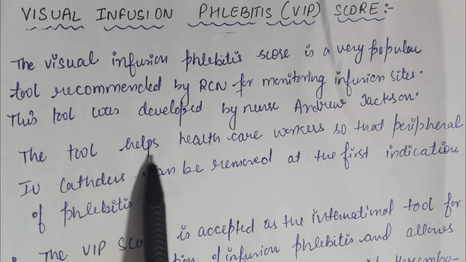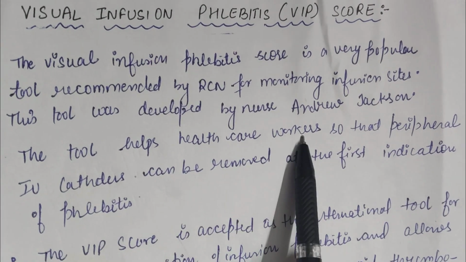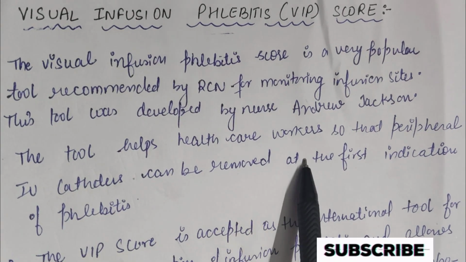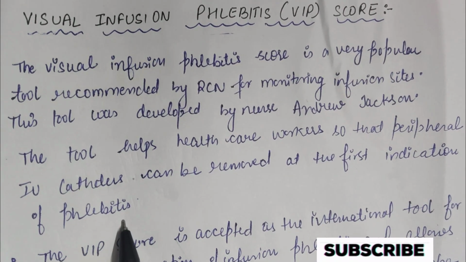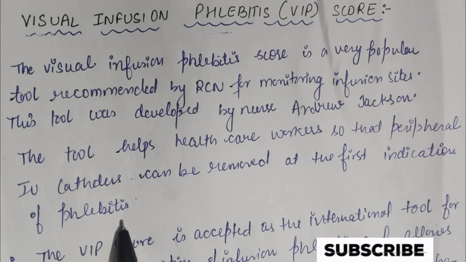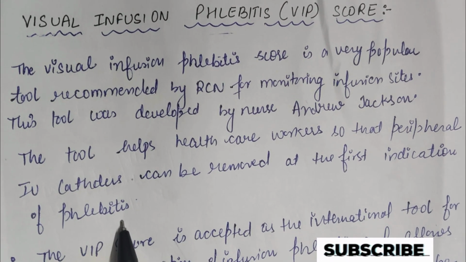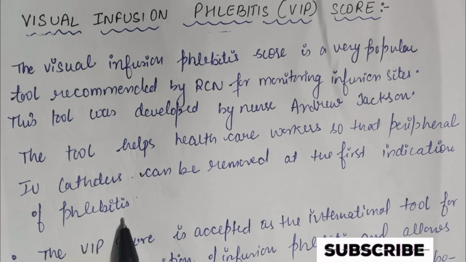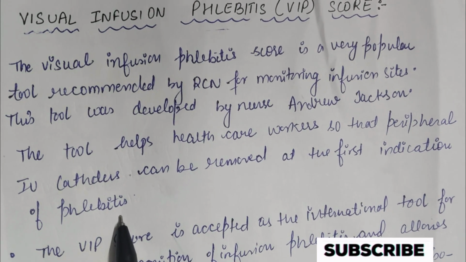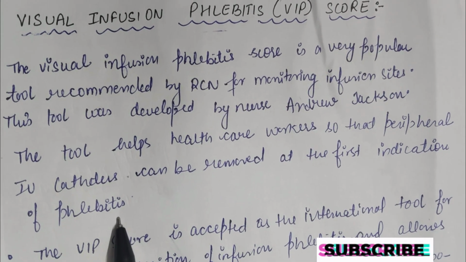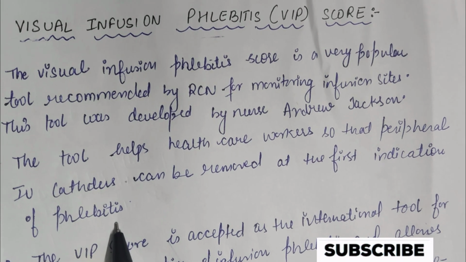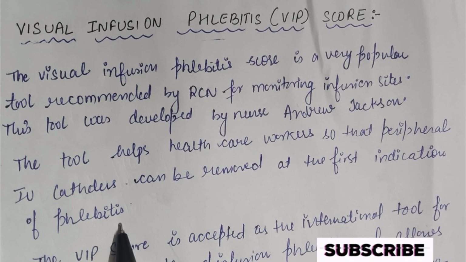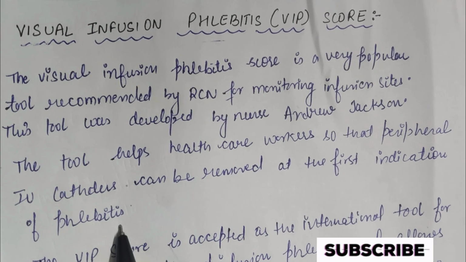The tool helps healthcare workers so that peripheral IV catheters can be removed at the first indication of phlebitis. So this is a tool mainly used to assess the IV line, that is peripheral IV catheters, so that initially we can check whether the site is patent or not, and then if there is any problem in the IV site, we can remove the angiocath or IV catheter.